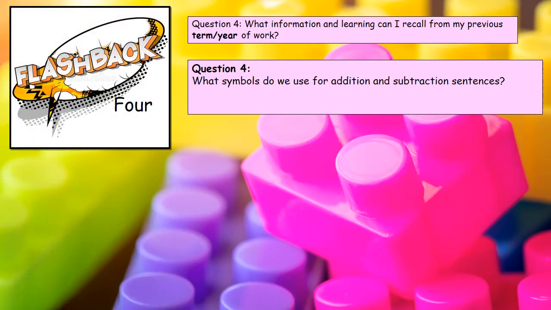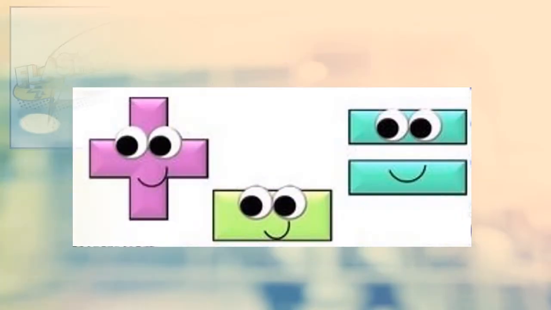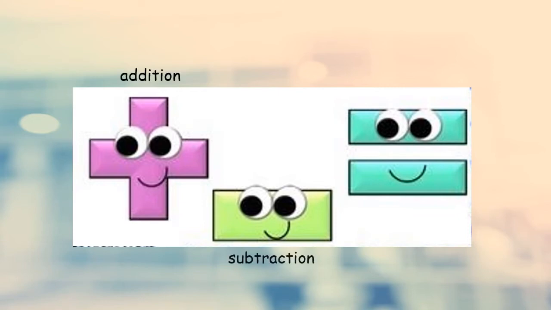What information and learning can I recall from my previous term of work? Question 4. What symbols do we use for addition and subtraction sentences? These are the symbols we use for addition and subtraction number sentences. This is the addition symbol. This is our subtraction symbol. And this symbol means equal to or the same as.